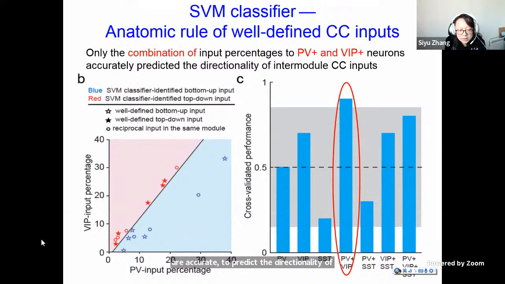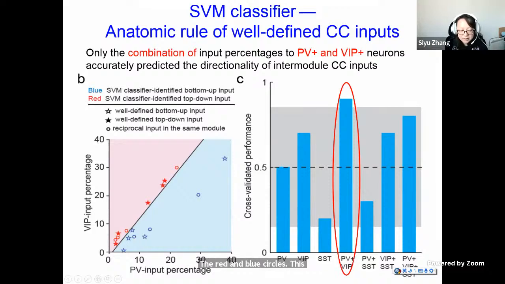And panel B shows the decision boundary, the black line, for the classification according to the PV and the VIP input percentage. Red stars are the well-defined top-down CC inputs. Blue stars are the well-defined bottom-up inputs. They were nicely separated. And this classifier also predicts the directionality of the intramodule CC inputs, the red and the blue circles.